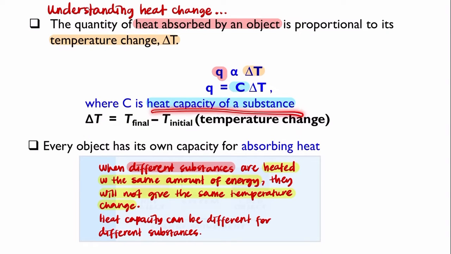About heat capacity of a substance, every object has its own capacity of absorbing heat. So when different substances are heated with the same amount of energy, basically the same amount of heat, they will not give the same temperature change. The delta T will not particularly be the same for different substances. So different substances can have different heat capacity.